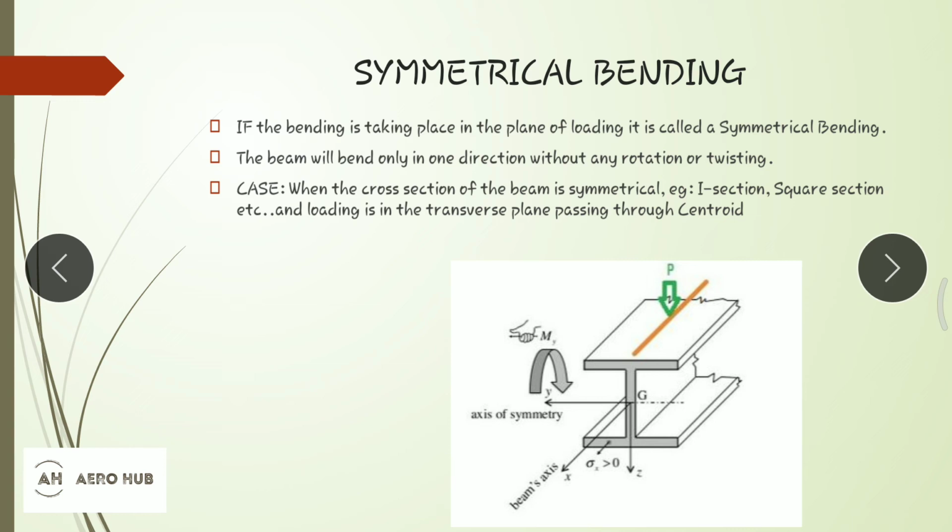a symmetrical bending. We have this I section which is symmetrical about both X axis and Y axis. When we apply the load along the line of symmetry, we will have symmetrical bending. That is, the load passes through the center of gravity or centroidal axis of the I section. That's why you will have symmetrical bending in this case.